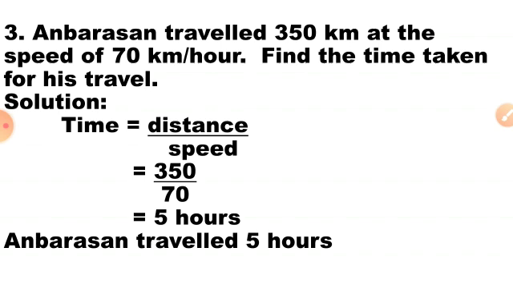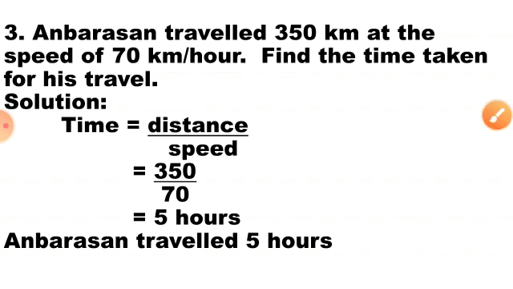Let's see the third sum. Anbarasan travelled 350 km at the speed of 70 km per hour. Find the time taken for his travel. So you need to find out the time, right? So time is equal to distance divided by speed.